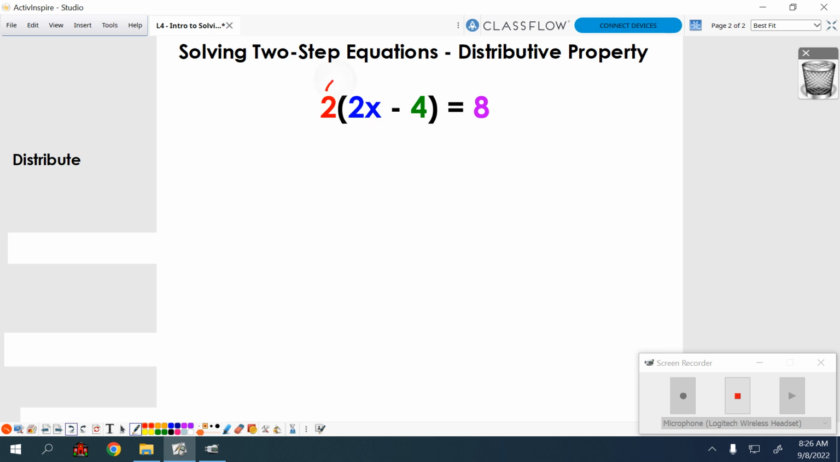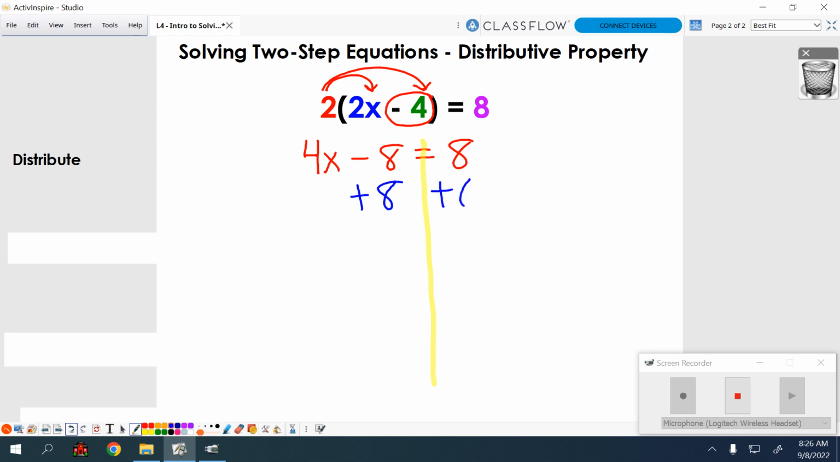So 2 times 2x is going to give me 4x. 2 times negative 4, remember that's a negative 4 there, is going to give me negative 8. So now that I've used my distributive property, this equation is just like what we were doing before. It's a 2-step equation. I'm going to undo this subtraction. The opposite of subtraction is addition, so I'm going to add 8 on both sides because we have to keep it equal. And remember, when I have a negative 8 plus 8, that equals 0. So we've eliminated that, and I'm left with 4x equals 16.